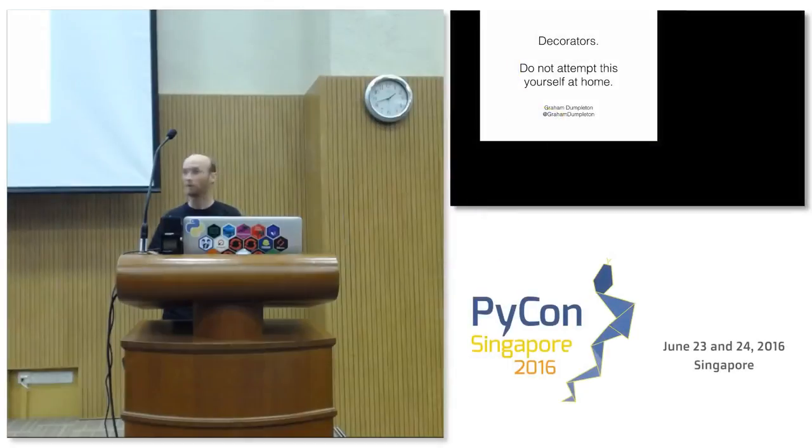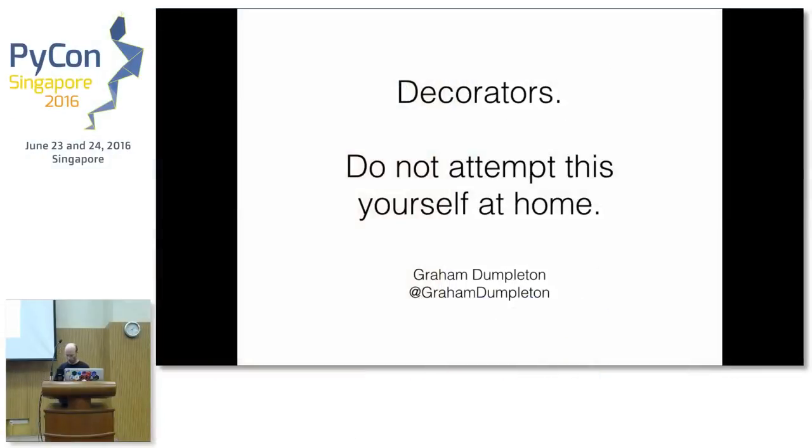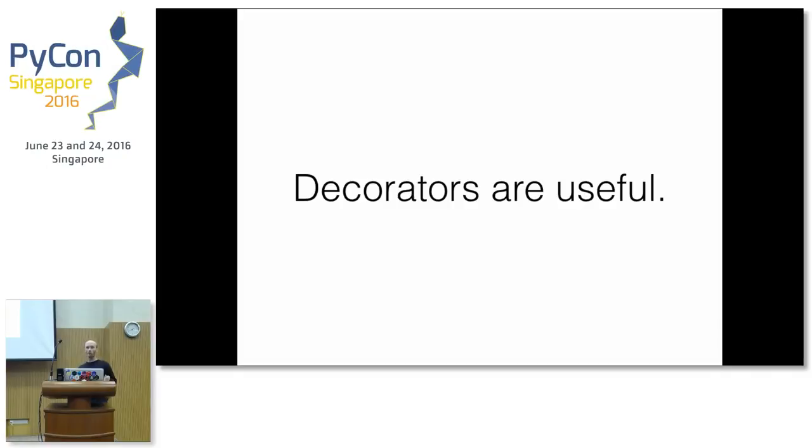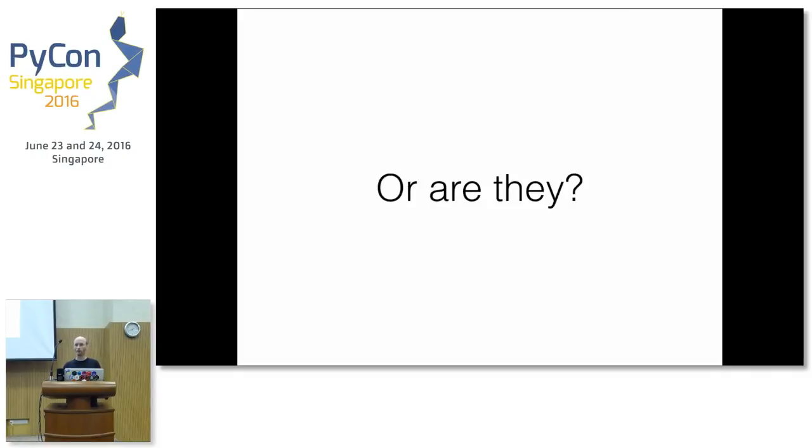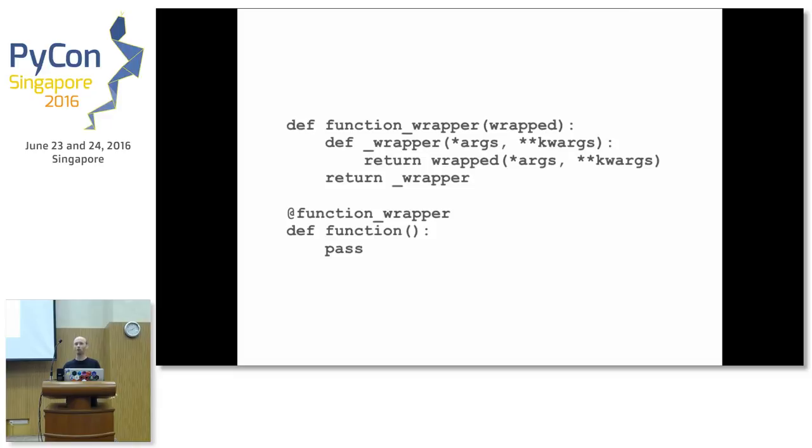Decorators. So decorators. Decorators are useful. Decorators are easy to implement. Or are they? Basically, it's using the at syntax there on the second function. Easy to construct a decorator, supposedly, by creating another function which has an inner closure function.